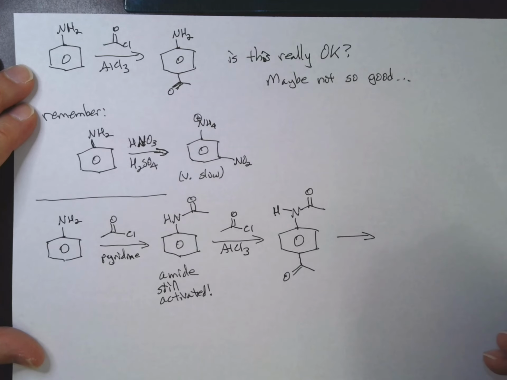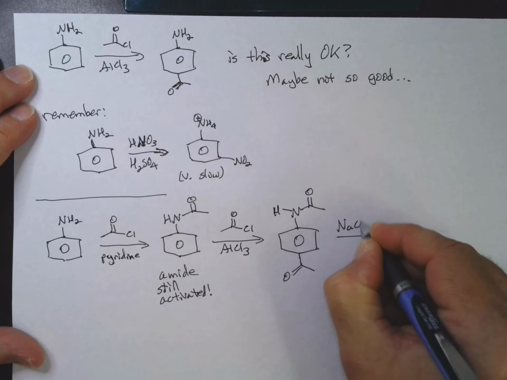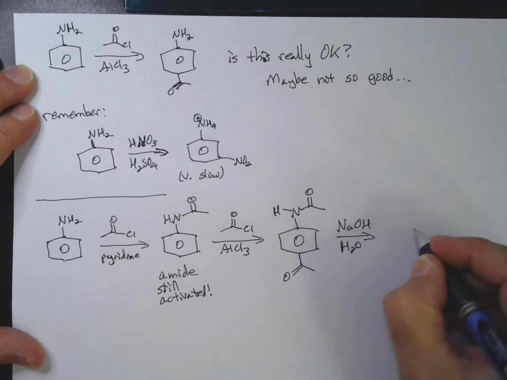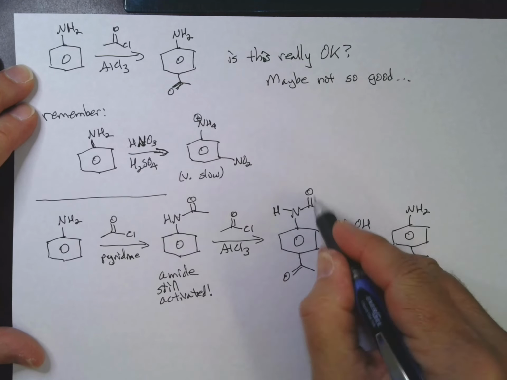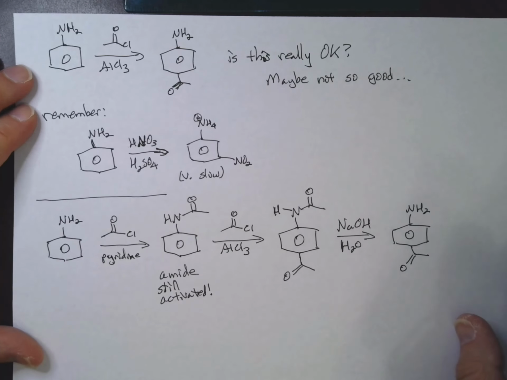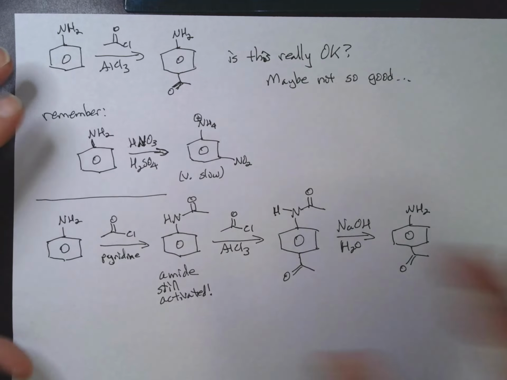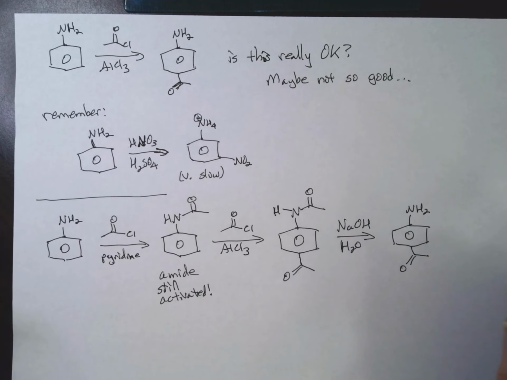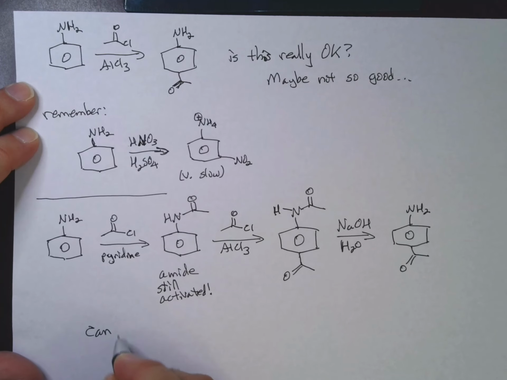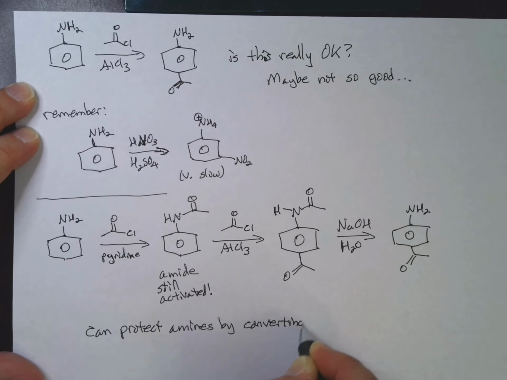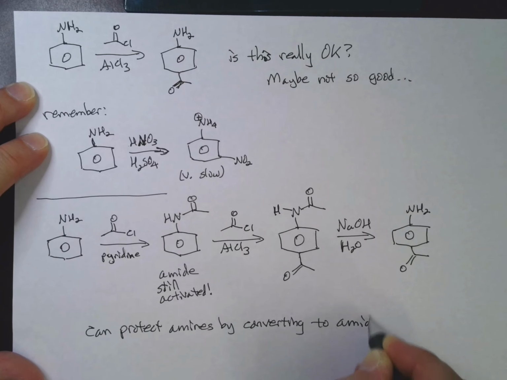that, and now I can go ahead and hydrolyze in NaOH and H2O, and I will regenerate my NH2. I'll still have that group there, and then I'll have acetic acid that comes off with the OH. But anyway, in a way this is kind of a protecting group. You can protect amines by turning them into amides. Maybe I'll write that down. Why not? Can protect amines by converting to amides.